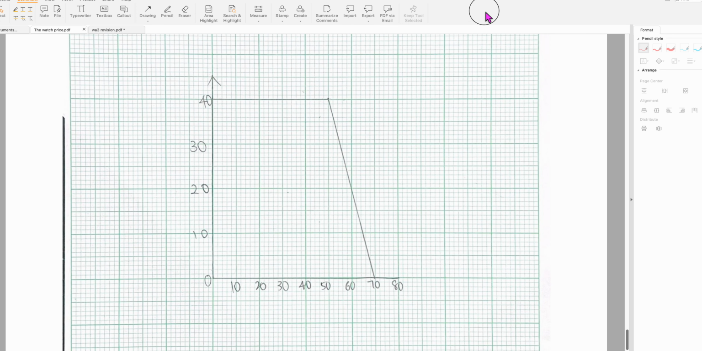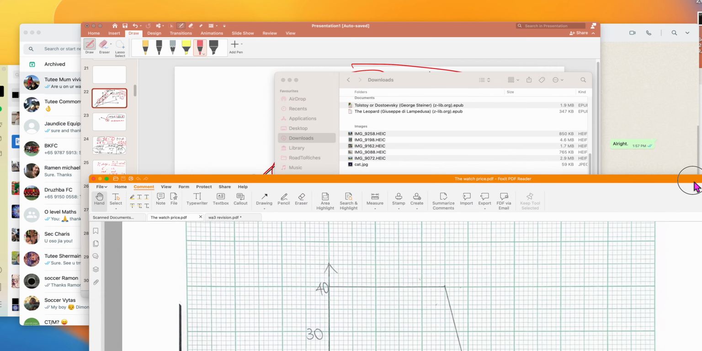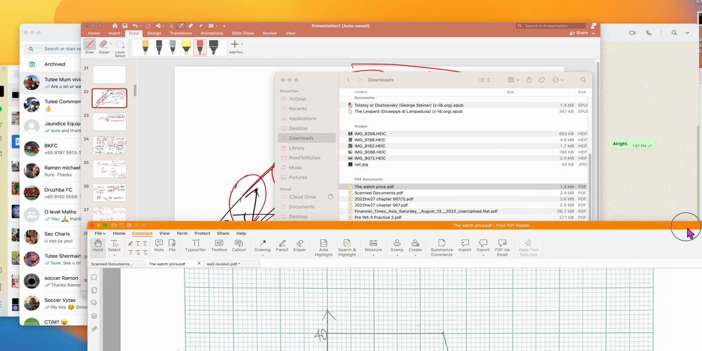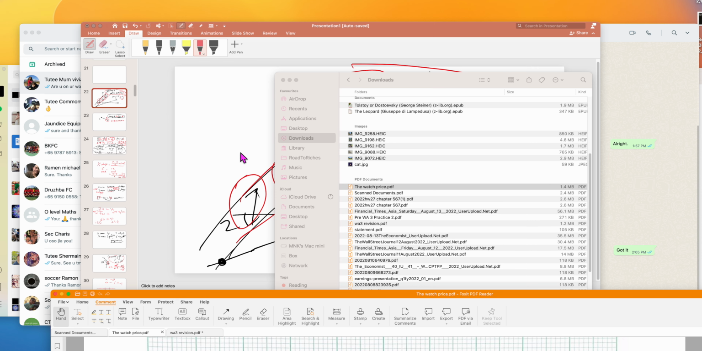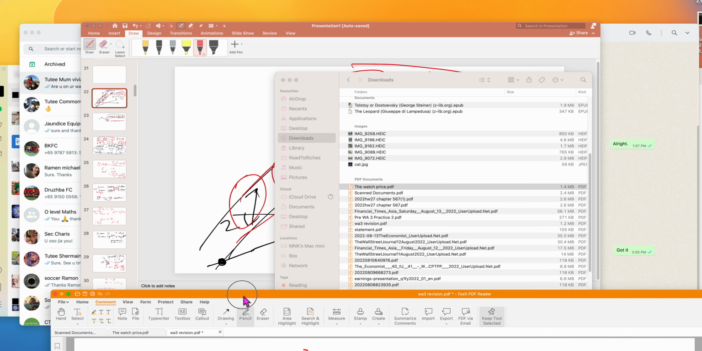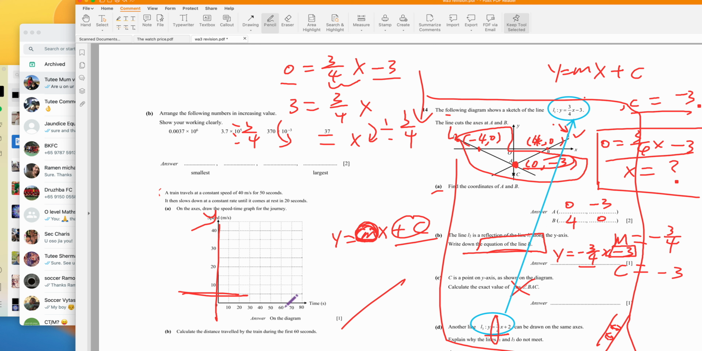Is that correct? I don't know. Let's see. Because they said that, I don't understand the last part. It said 20 seconds. Then I don't know what to do. Okay, let me just do this question first, then you see whether your understanding and my solution is the same or not.